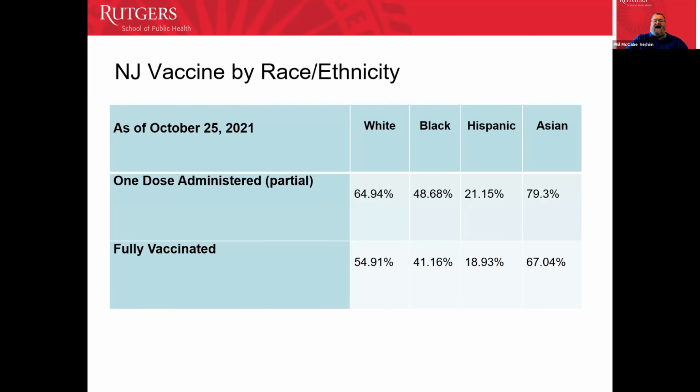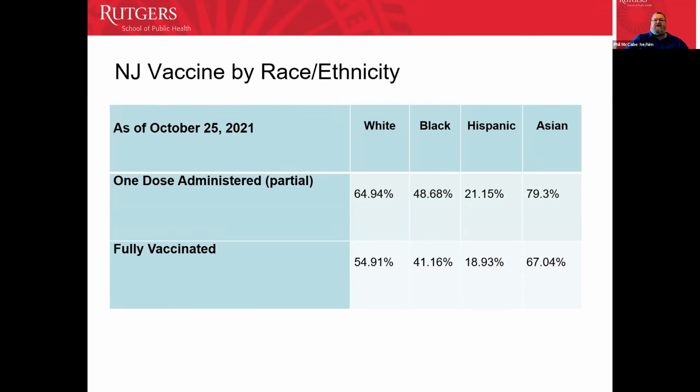So let's just look at four communities in New Jersey: white, Black, Hispanic, and Asian. These are the percentages that are reported by our state who have been vaccinated, as of the 25th. Those that have received one dose, so partial vaccination: the number for white and Asians is much higher than the percentage for Black and Hispanics.